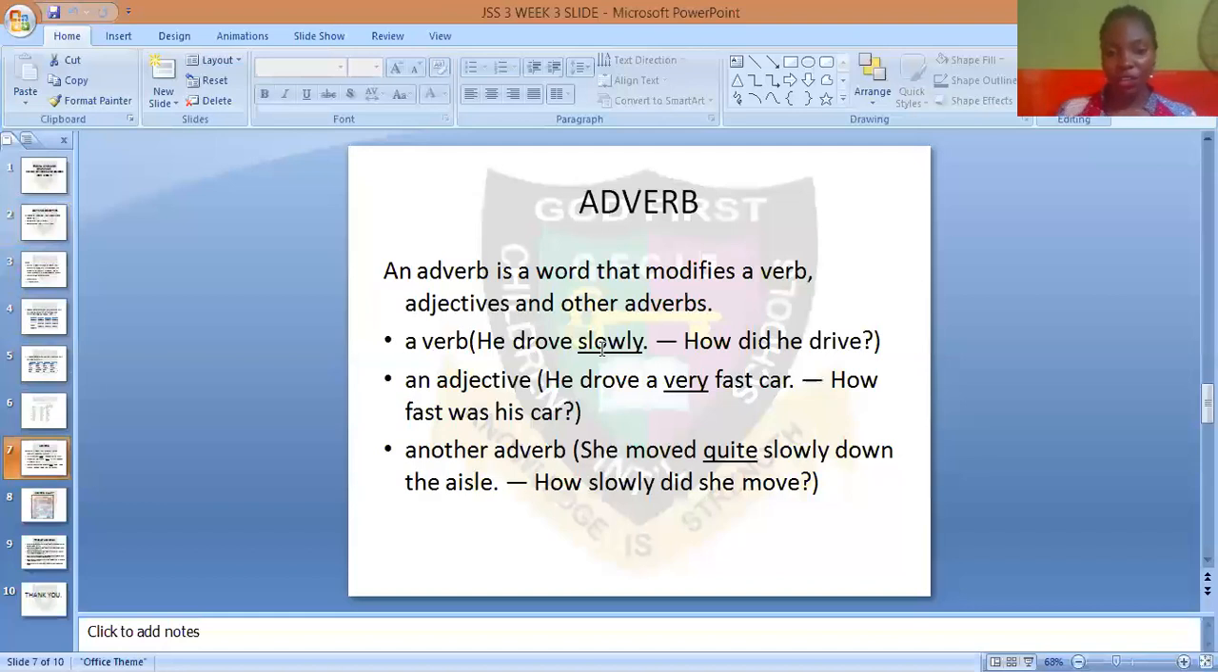Another adverb, she moved quite slowly down the hall. What is the adverb in the sentence? The major adverb here is quite slowly. So slowly is another adverb. So an adverb is modifying another adverb. Quite and slowly.